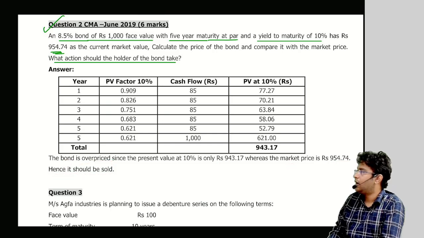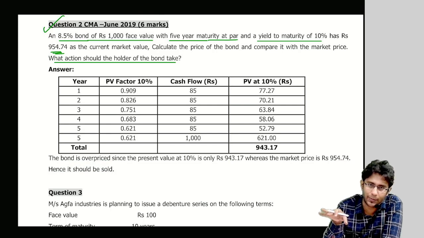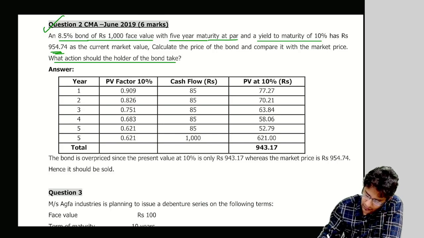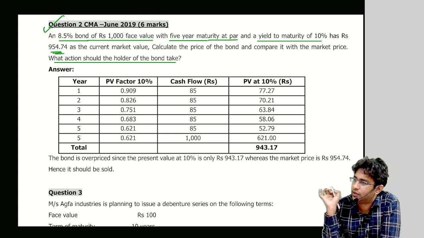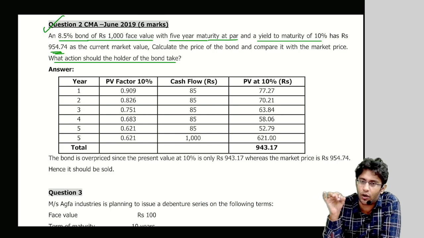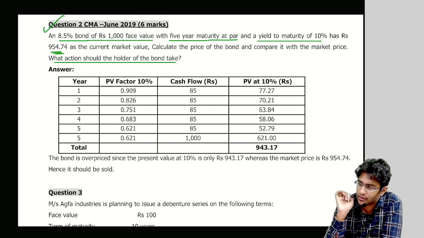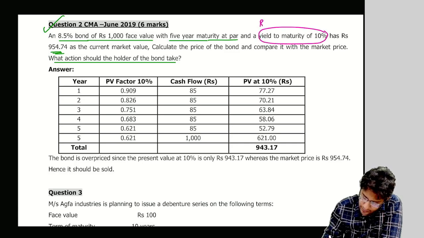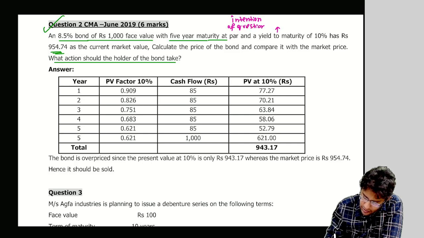Now, I don't want to find fault with the question purposely, but there is a flaw in the question. I'll tell you what the flaw is, understand correctly. They used the word yield to maturity. Yield to maturity means actual return and not required return. Even though the question used it as yield to maturity, their intention is not YTM. The intention of the question is required return.